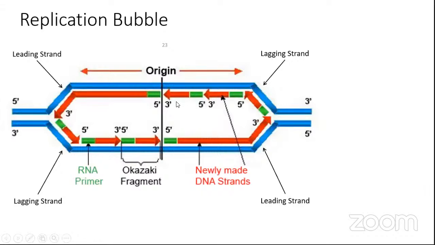Okay, you have a replication bubble like this. So this is the lagging strand, and this is the leading strand, and for this one this is the lagging strand, and this is the newly made leading strand. When you have a replication bubble like this, it is an example of bidirectional replication, because the origin moves in both directions. So now, can you see any problem here?